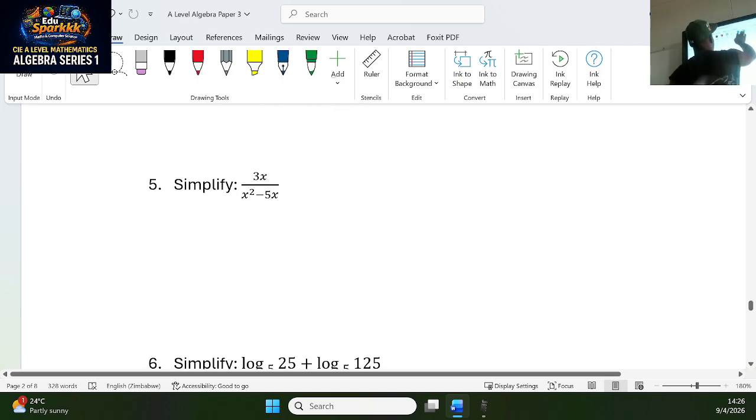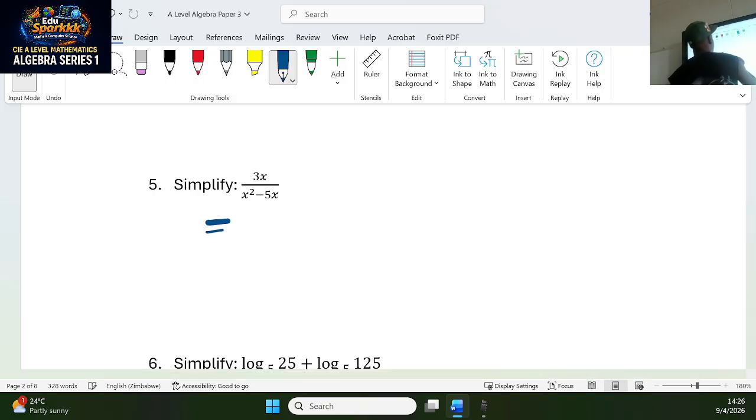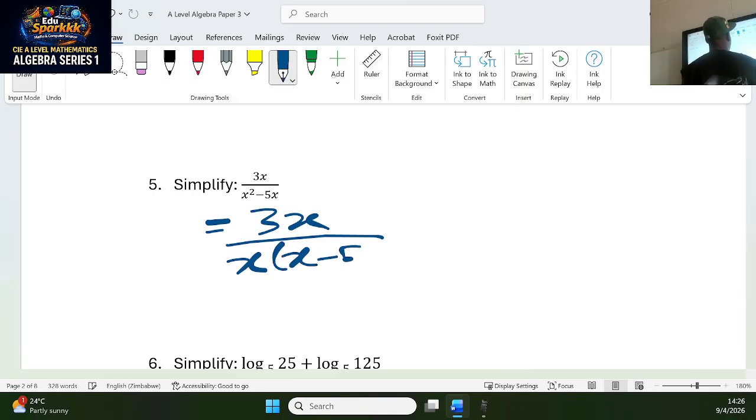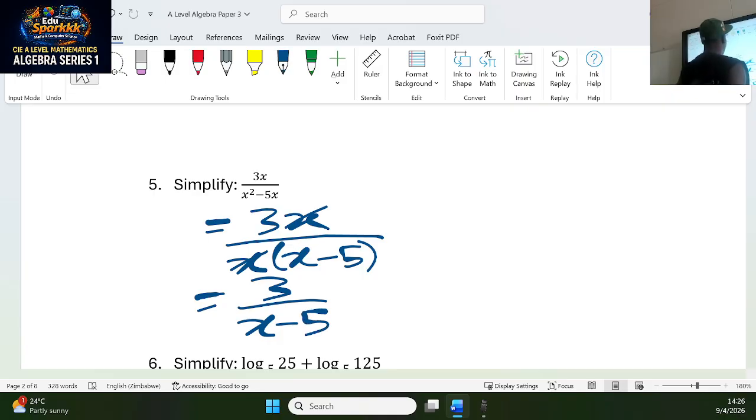Then next, we are interested in simplification there. When we check, it looks like our numerator is in its simplest form, but on the denominator, we can factor out x, and we remain with x minus 5. There, we have x on the numerator, x on the denominator. So in simpler terms, that is the same as 3 over x minus 5.